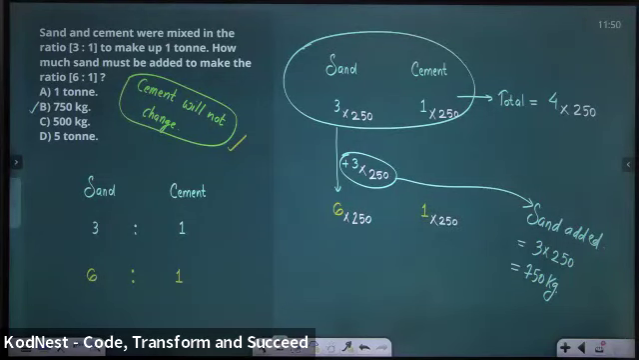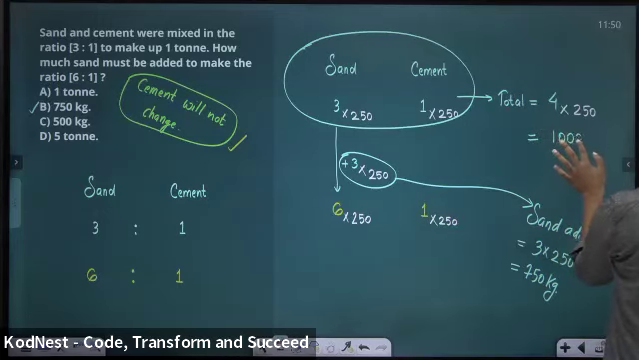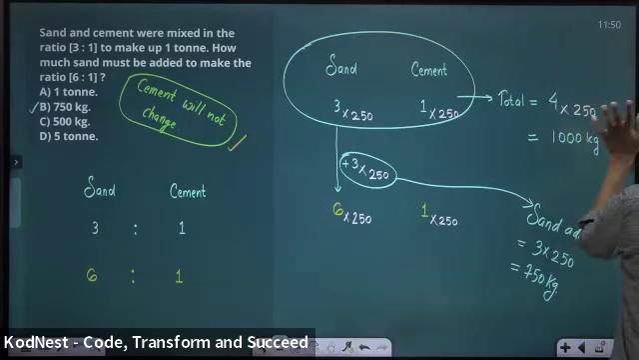Because I want 1000, that's why. Okay, 1 ton is 1000 kg. So I will get 1000 if I multiply with 250. Okay.